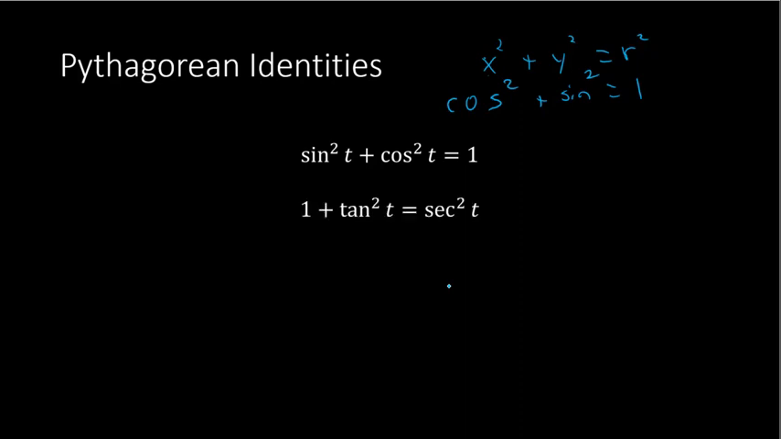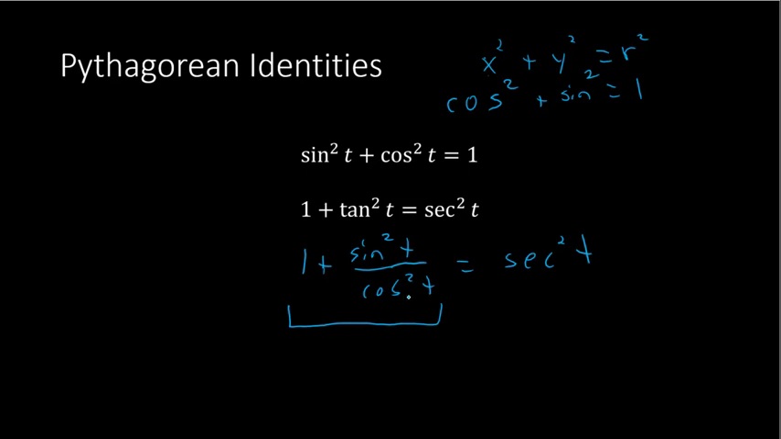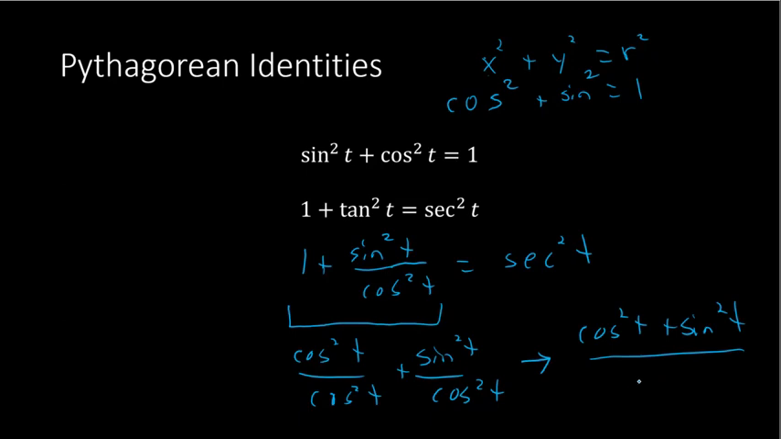Now another one is that 1 plus tangent squared equals secant squared. I can verify this for you by breaking up tangent as sine, so 1 plus sine squared of t over cosine squared of t, and that's equal to secant squared of t. So with that information, we can convert this side over here to have one fraction. Instead of 1, we can write that as cosine squared of t over cosine squared of t, plus the sine squared of t over cosine squared of t. And then we can combine into one fraction to get cosine squared of t plus sine squared of t all over cosine squared of t.